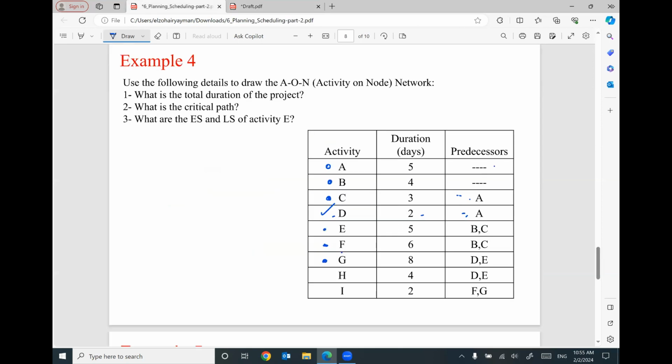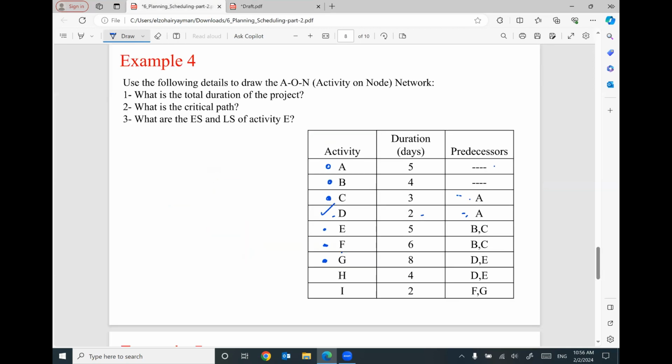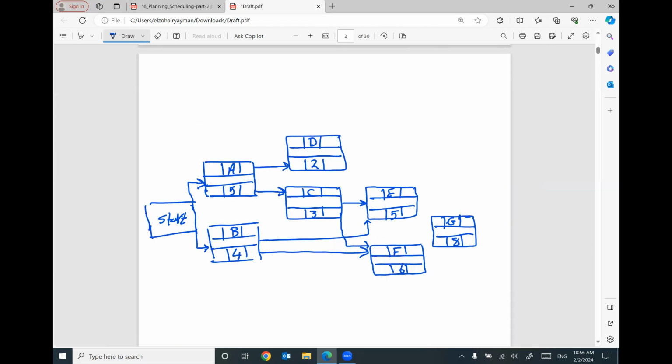For G, we have predecessors D and E. This is for G. So I can put G here, with the duration equal 8. This G has predecessors D and E. D and E.